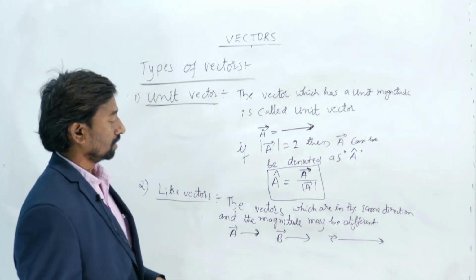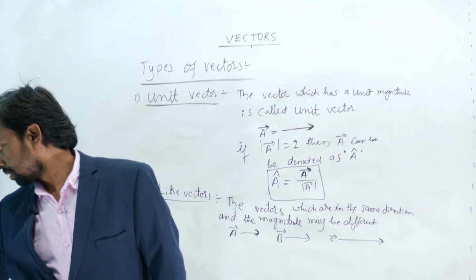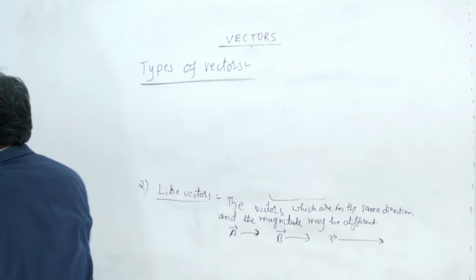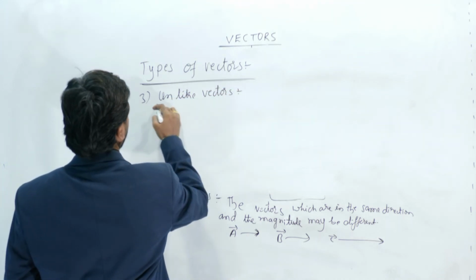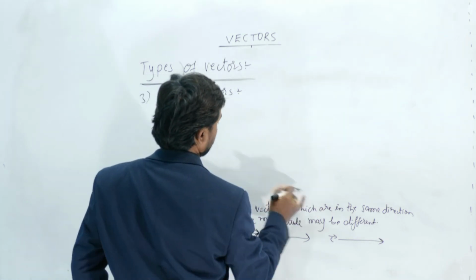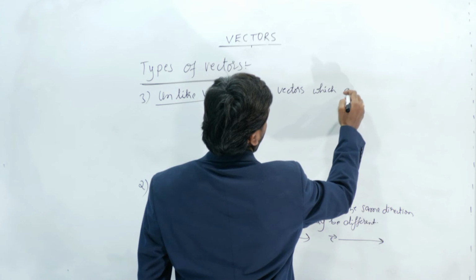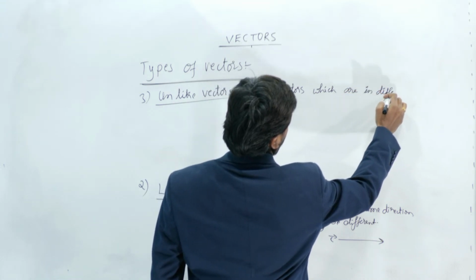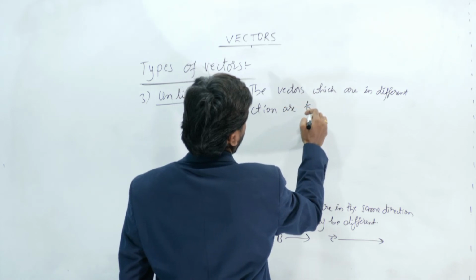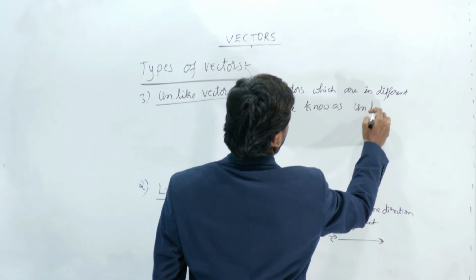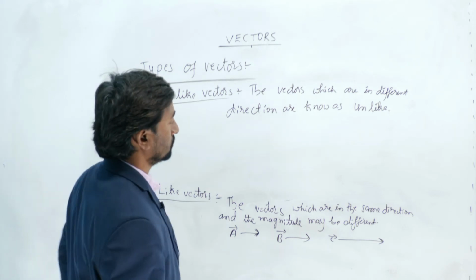Next we have unlike vectors. Just opposite to this, the vectors which are in different directions are known as unlike vectors. Their magnitude may also be different. So those vectors are known as unlike vectors.